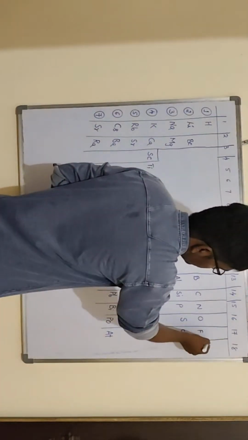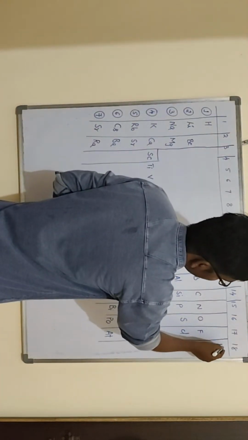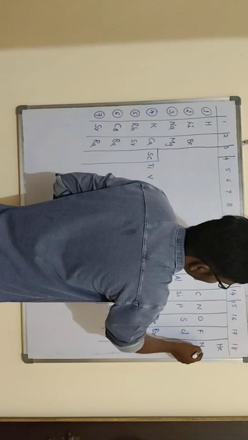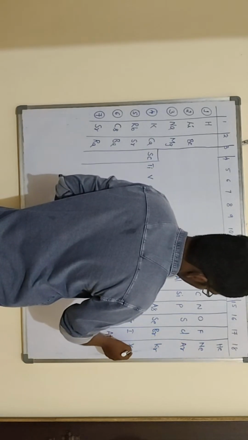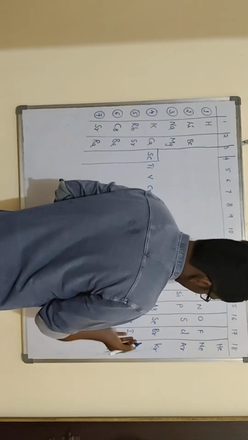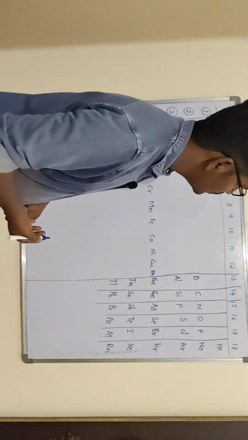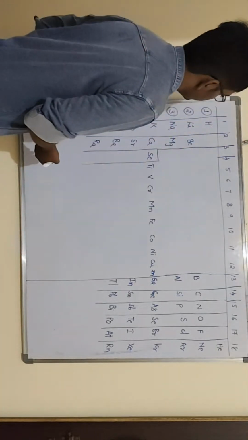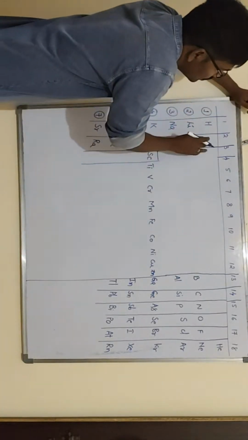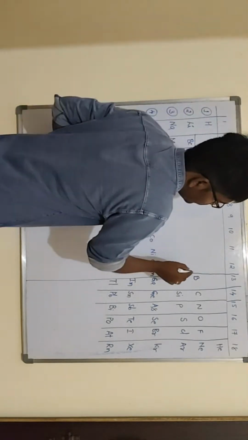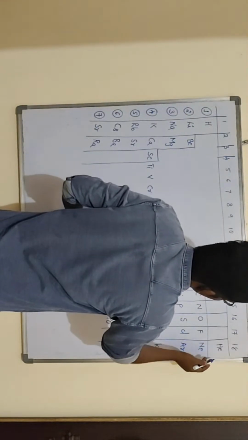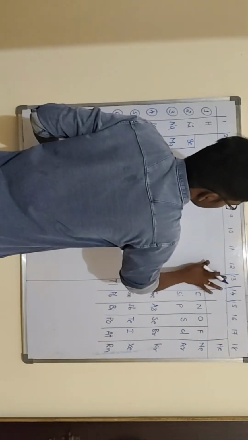Then the 18th group elements: helium, neon, argon, krypton, xenon, then radon, like this. So look at the 18th group, 18 groups are there. If you observe carefully, the first period contains only 2 elements.